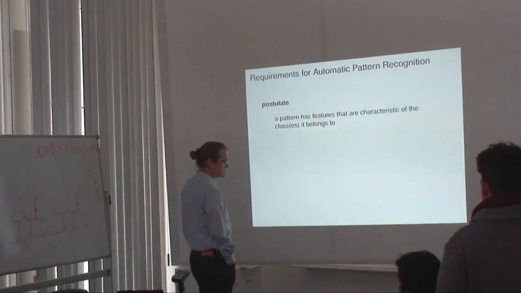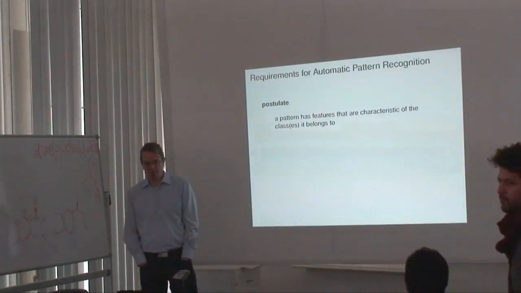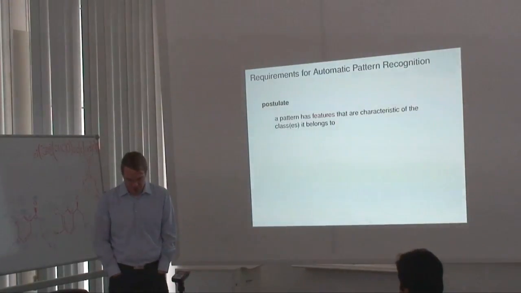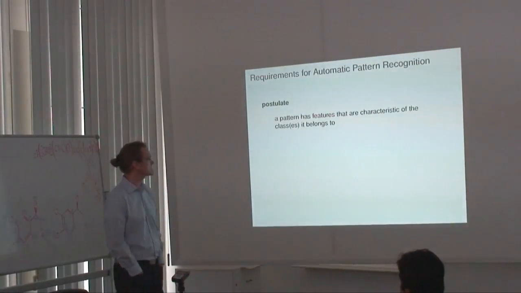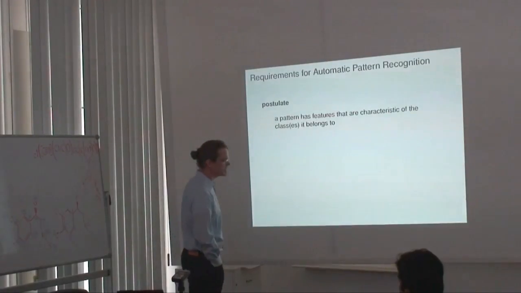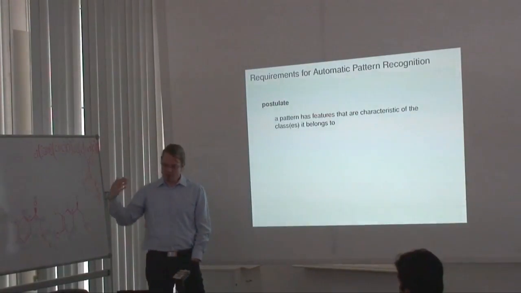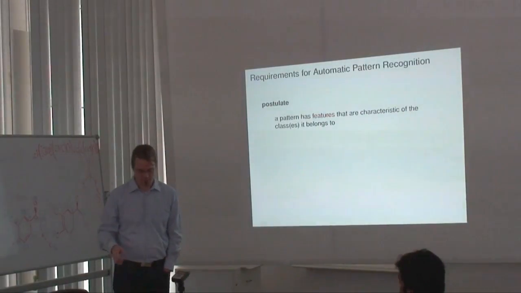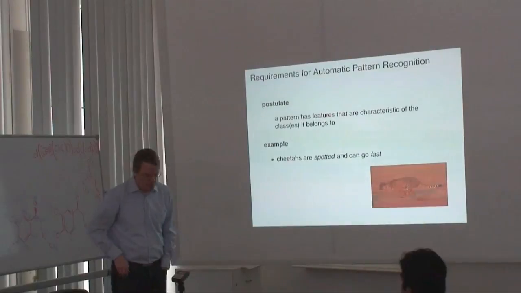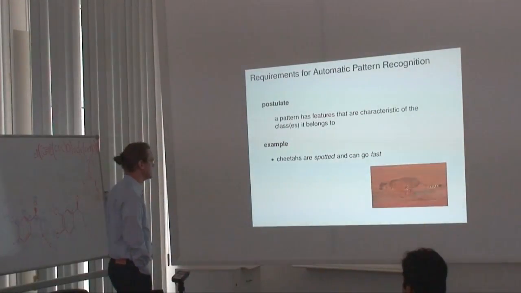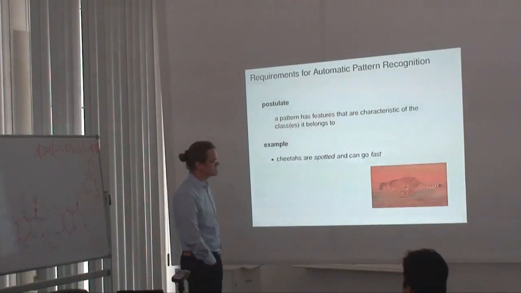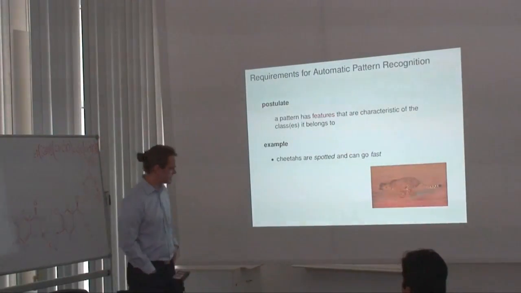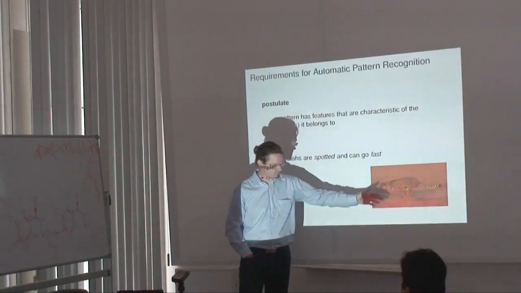And here is the second postulate. We require that a pattern has features. And these features are supposed to be characteristic of the class or classes we are thinking about. And here is an example.